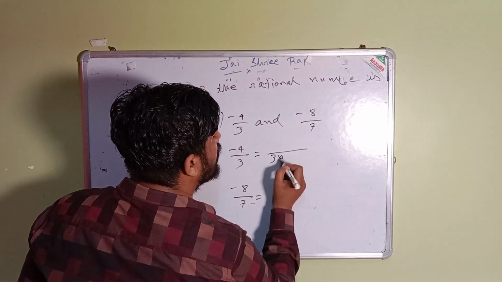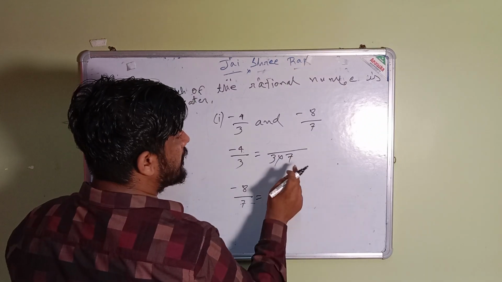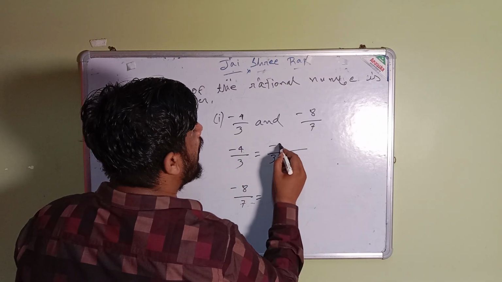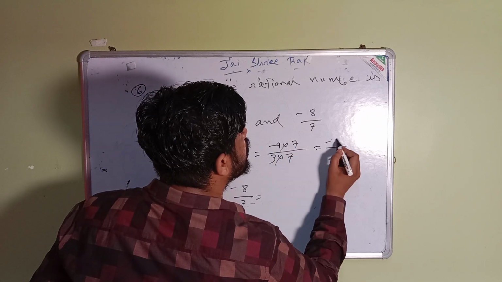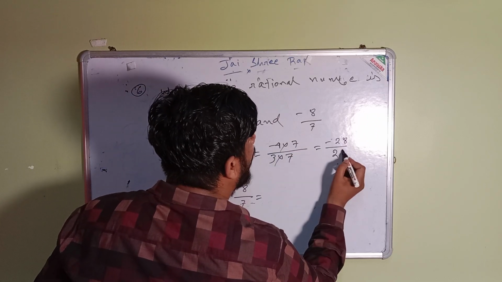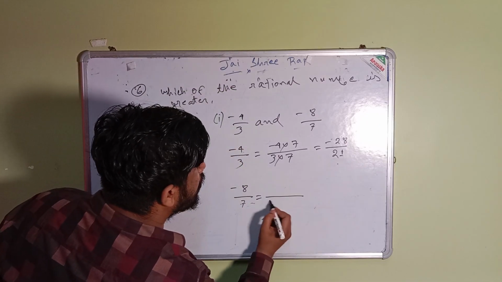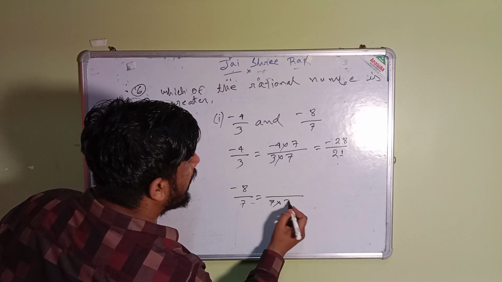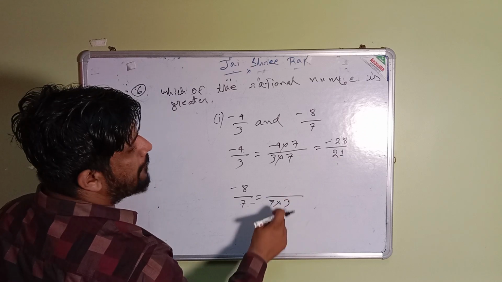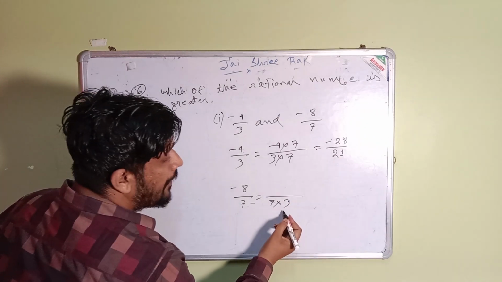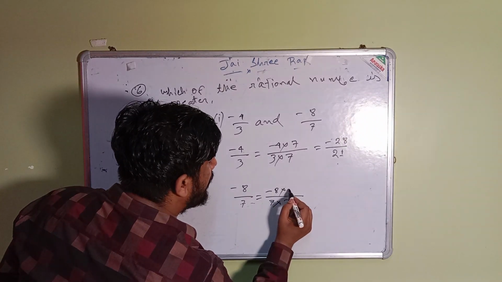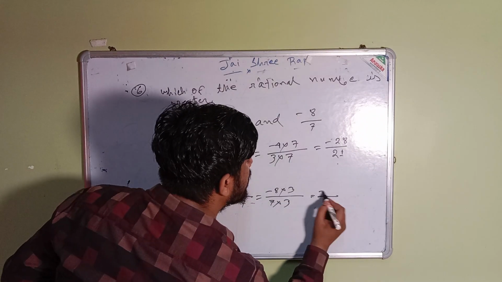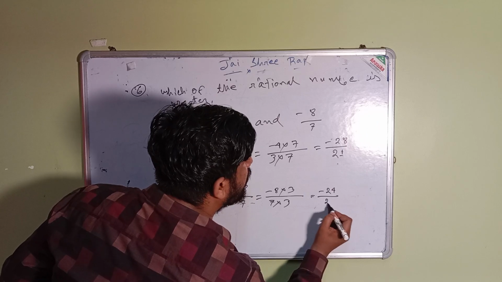How is 3 making 21? By multiplying with 7. So the lower one is multiplied with 7, and the upper one is also multiplied with 7. So the answer is minus 28 by 21. Now 7 into 3: how is it possible to make 21? By multiplying with 3. I have multiplied the lower number by 3, so I have to multiply the upper number also by 3. So the upper one is minus 24 by 21.